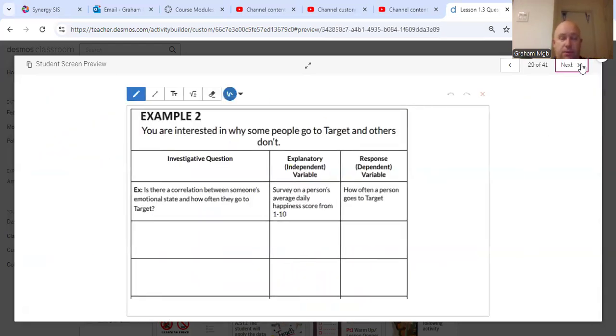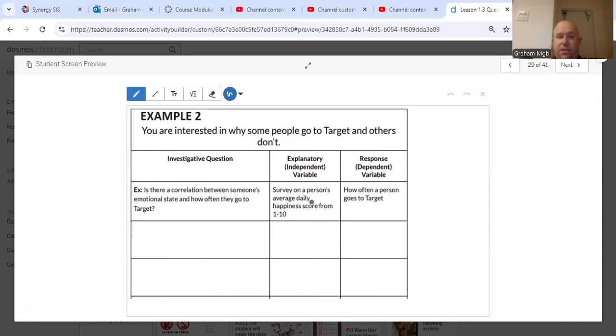The second example we looked at was Target. If you're interested in why some people go to Target and others don't, one of the questions could be, is there a correlation between someone's emotional state and how often they go to Target? So notice also the word stems here. We're normally going to say, is there a correlation between one thing and then a second thing. So the thing with emotional state is you can't use happy, sad, kind of okay. We need something we can physically plot, so we've got to have a number. So this is why this quest part here is really important.